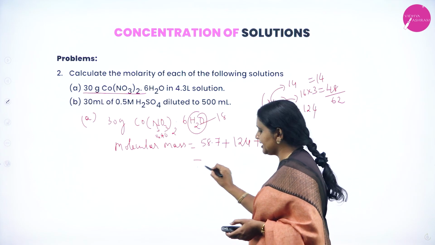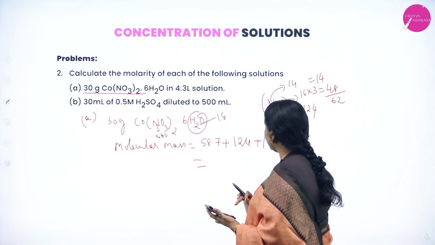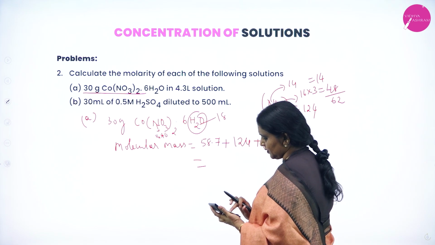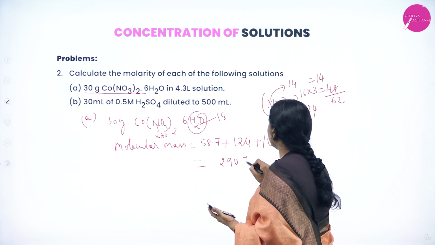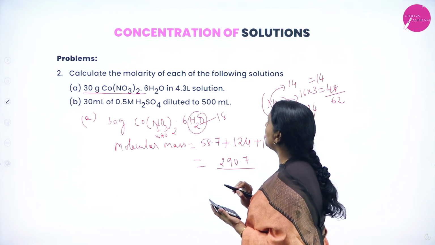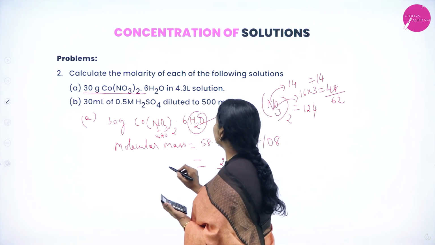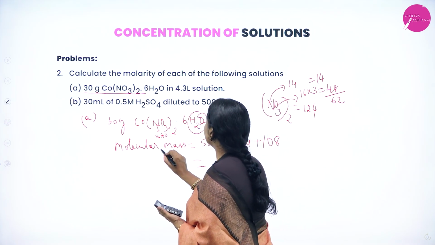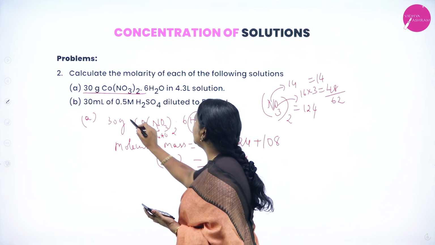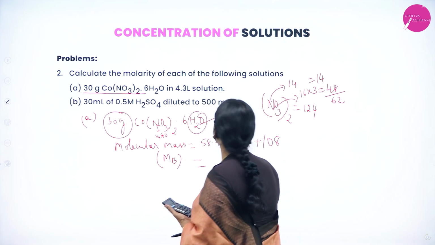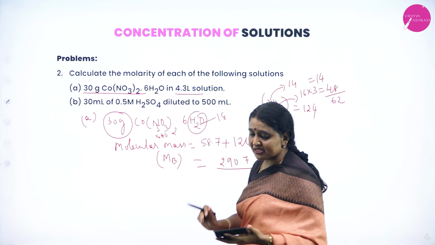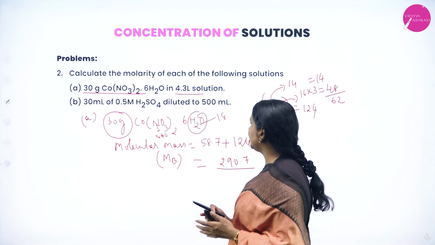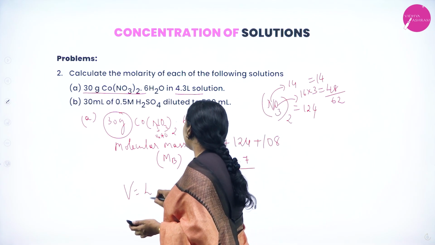If you add 58.7 plus 124 plus 108, it equals 290.7. This is the molecular mass of cobalt nitrate hexahydrate, that is MB. WB is 30 gram. And it is a 4.3 liter solution, so the volume is in liters. V is 4.3 liter.